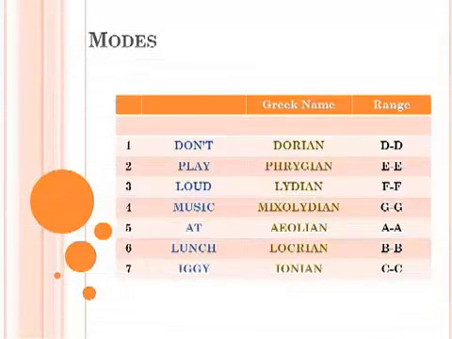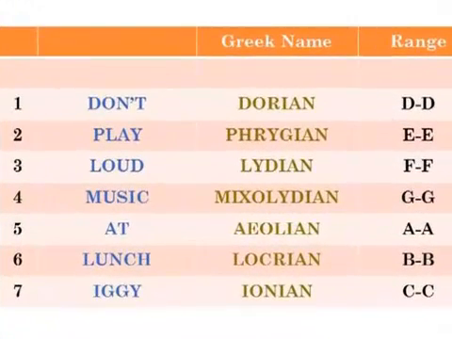This little saying will help you remember which modes begin on which note. You may wonder why we don't begin with the Ionian mode since it begins on C. The Ionian mode is one of the later modes, which is why it is last, whereas the Dorian mode was one of the first modes. If you memorize "Don't play loud music at lunch, Iggy," then you'll always be able to have the modes in the correct order. Don't is Dorian, D to D.